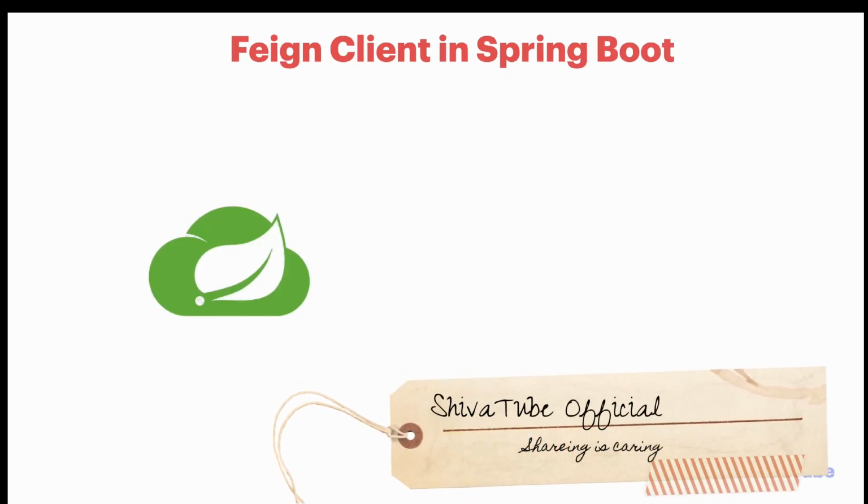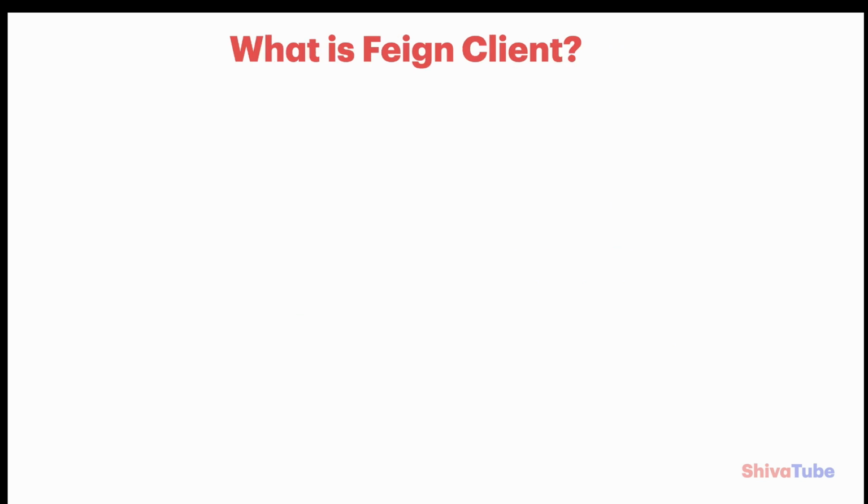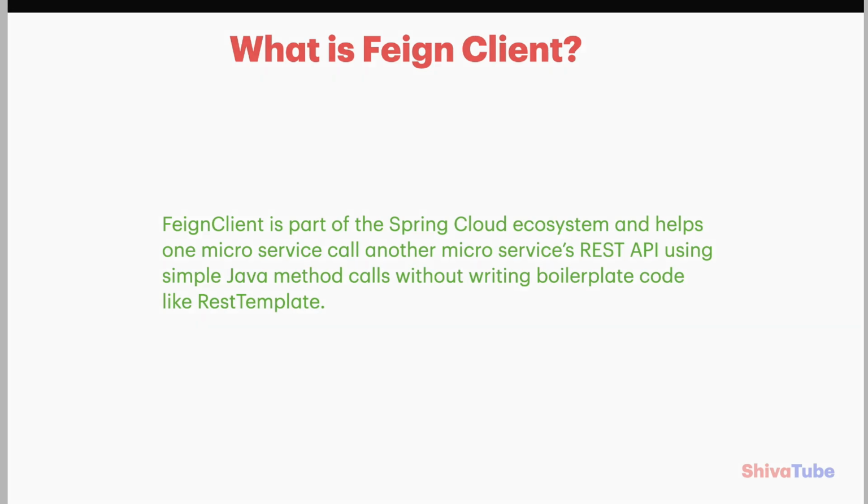So here are the topics which I will be covering in today's video. First is introduction, second is core architecture, third is request flow, and last one is implementation. So next, going to introduction. What is FeignClient? FeignClient is a part of the Spring Cloud ecosystem and helps one microservice call another microservice's REST API using simple Java method calls without writing any boilerplate code like RestTemplate.